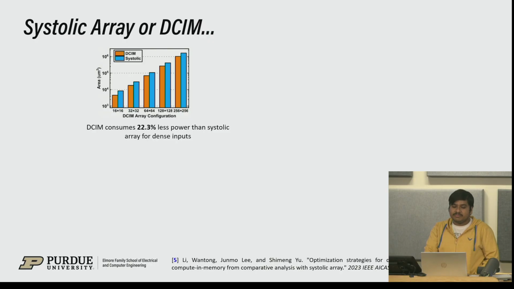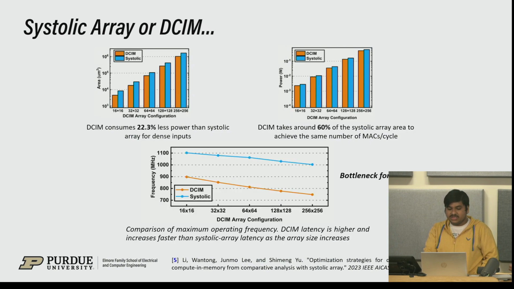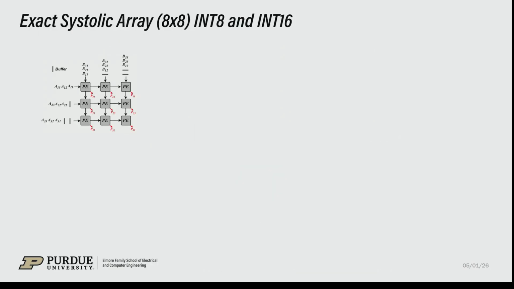Now we can do a comparison between digital compute in memory and systolic array based compute. We observe that DCIM consumes 22.3% less power than the systolic array, and DCIM also takes less area than the systolic array. But then why is the motivation for doing a systolic array? This is because we have taken from that paper that DCIM has a bottleneck for compute bound operations. So the systolic array has much lower latency compared to digital compute in memory. Now Saptashwa will take over.